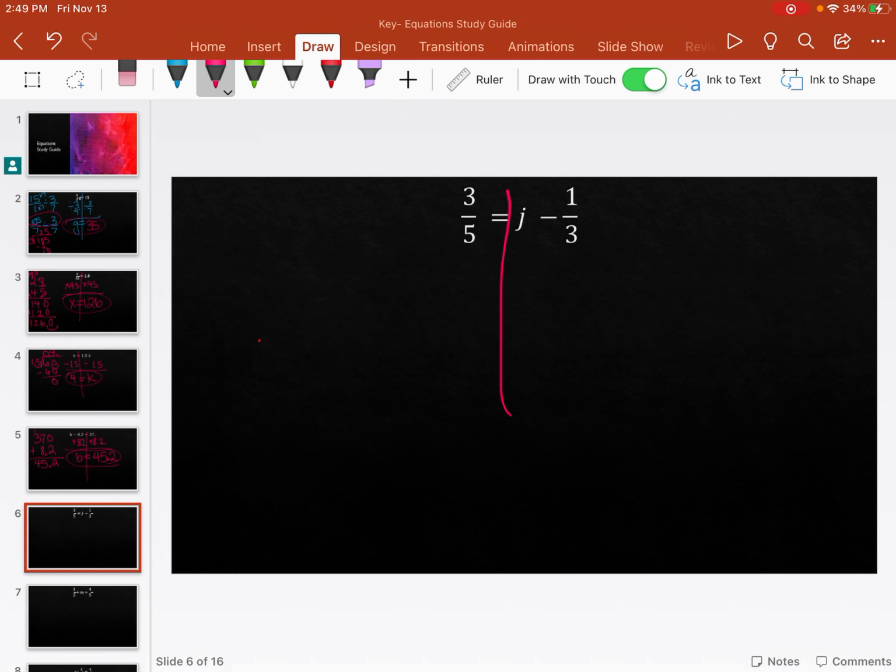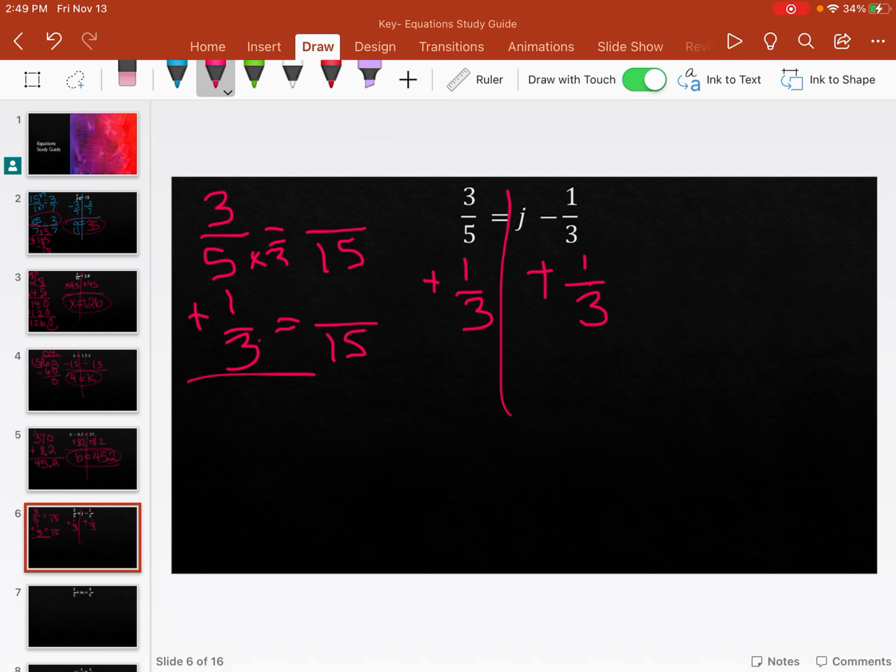We are going to add 1/3 to both sides. We're going to get 3/5 plus 1/3, common denominator of 15, times 3 times 3 times 5 times 5. 9 plus 5 is 14 fifteenths.